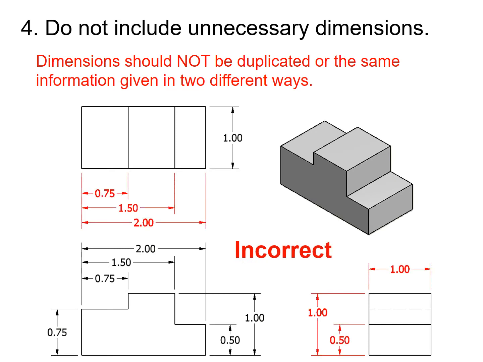Do not include unnecessary dimensions. Dimensions should not be duplicated or the same information given in two different ways. For example, you'll see that the dimensions in red are duplicated dimensions that are also found in the front view, and the 1 inch depth is found in the right side view that is in red. It is also in the top view. So those are duplicated information, so it's like repeating yourself, and you do not want to provide duplicated information.